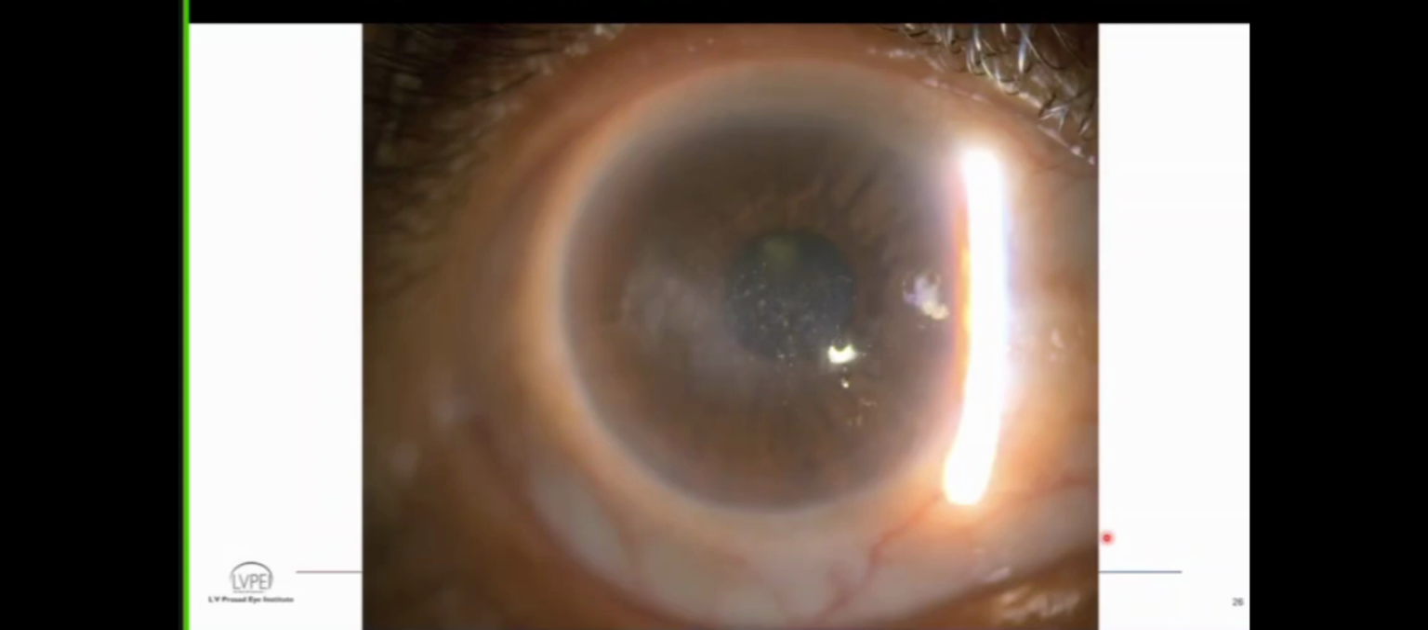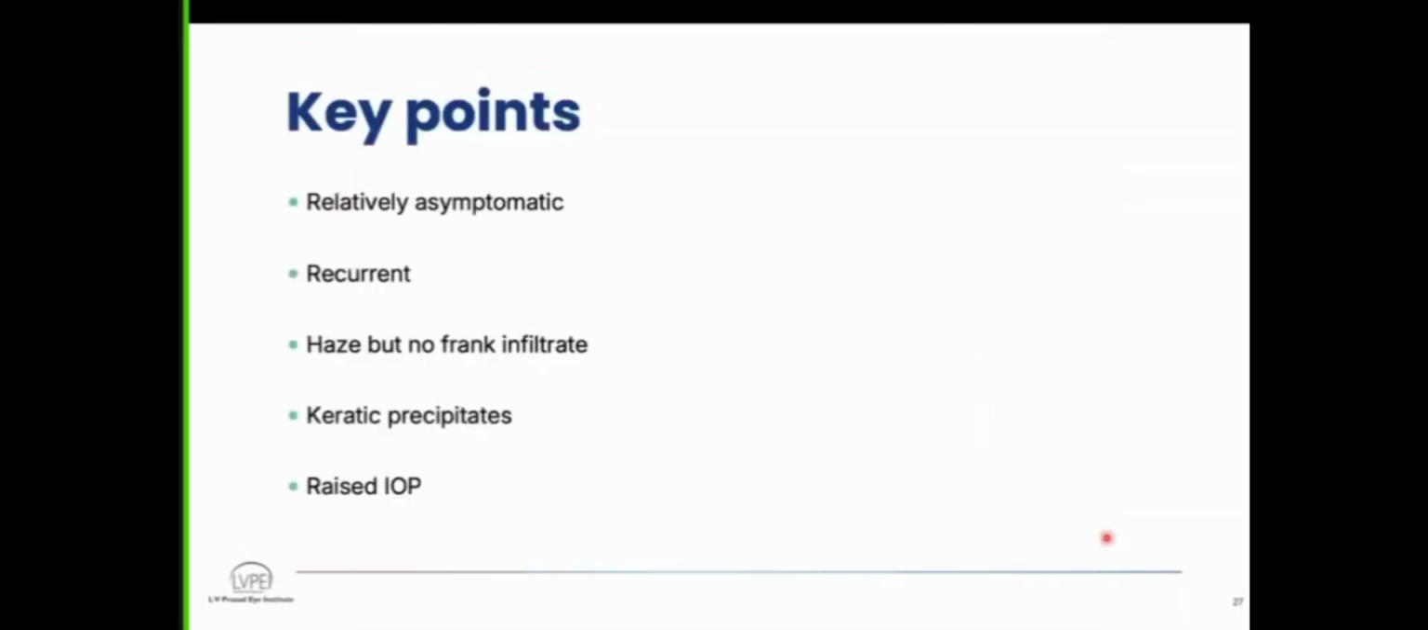So these are keratic precipitates, which you can see again on sclerotic scatter. These are also quite typical of herpes simplex infections. So the key points to note here are that the patients are relatively asymptomatic. They may have a recurrent course. They usually have a corneal haze or corneal edema, but there is no frank infiltrate that you can make out, unlike in bacterial and fungal keratitis.